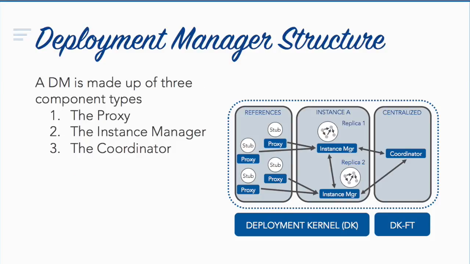So now we can take a look at the deployment manager structure. This consists of three component types: the proxy, the instance manager, and the coordinator. A deployment manager is built by defining three object classes, one for each type. The deployment kernel creates a distributed execution environment, and when it instantiates a Sapphire object with an attached deployment manager, it also instantiates the deployment manager and its components. The deployment kernel also allows for transparent RPC between deployment manager components.